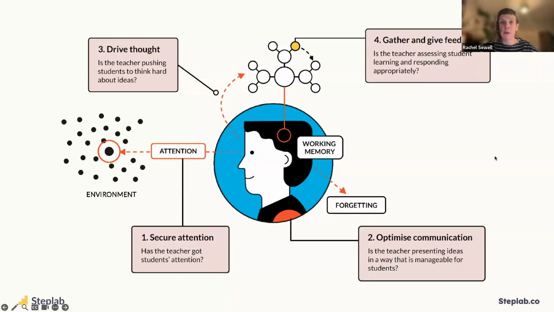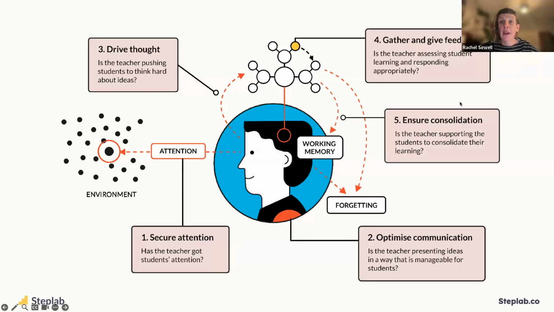And then finally, if that's happening, I know that learning is not just a single event, it's not just performance, but we want it to be happening over a series of weeks and months. So I've got to make sure, is the teacher consolidating that learning and supporting students to repeatedly retrieve things from long-term into working memory? And that's the final thing that I'm going to work on. So that is just an overview of some of the thinking at Steplab that we've done on how coaches should decide what to work on first.